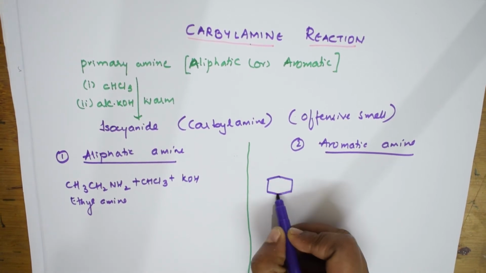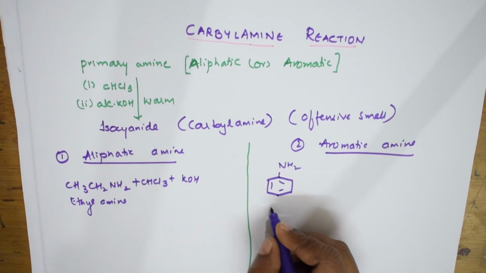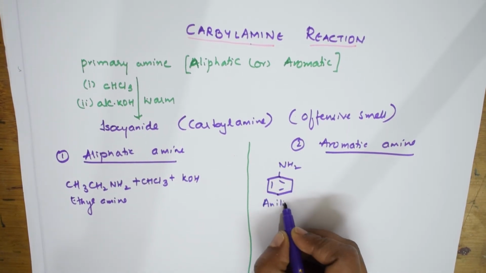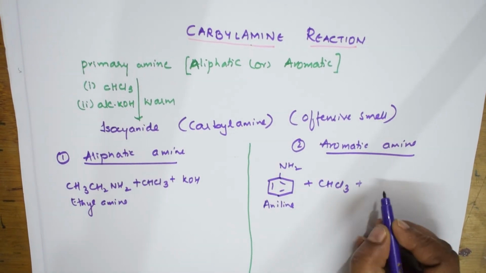I'm going to take a compound with an amine group. Amine is nothing but NH2. What is the name of this compound? This is nothing but aniline. Now, same thing, I'll be adding CHCl3 and KOH.